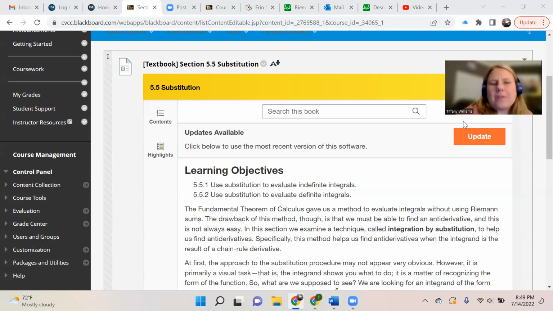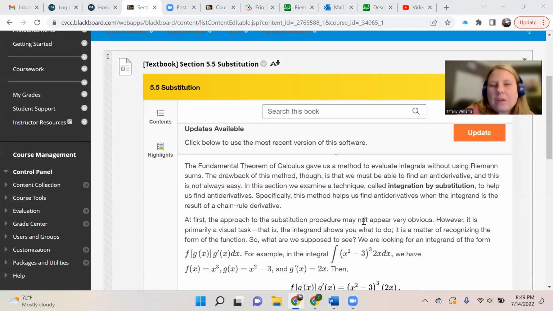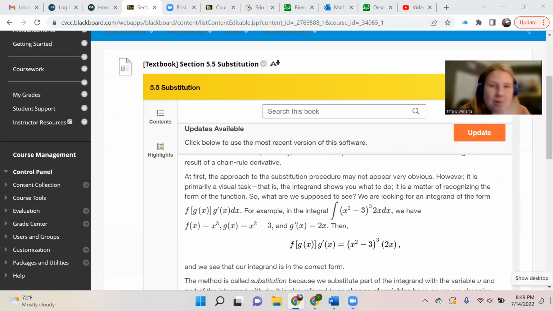So the fundamental theorem of calculus gave us a method to evaluate integrals without using Riemann sums, which is wonderful. We love that. The drawback of this method, though, is that we must be able to find an antiderivative, and this is not always easy. In this section, we examine a technique called integration by substitution to help us find antiderivatives or integrals. Specifically, this method helps us find antiderivatives when the integrand is the result of a chain rule derivative.